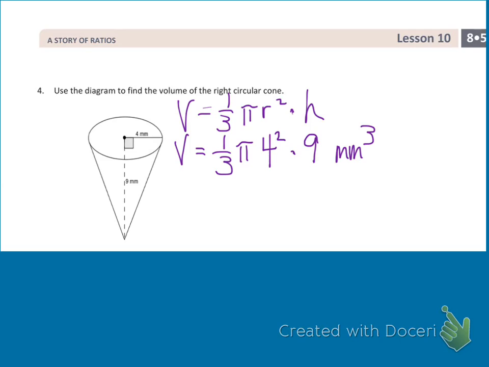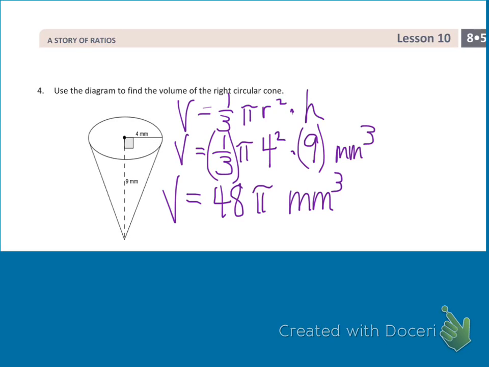Okay, so what I'm going to do is multiply the 1/3 times the 9. All of these numbers are being multiplied together, so just to simplify. You could use a calculator on this one, but this one's fairly straightforward, so I'd recommend stretching your number brain. So 1/3 times 9 is 3. 3 times 16, 4 squared is 16, is 48. So we have 48 pi millimeters cubed for the volume of that one. Okay, you could have done it differently, gotten the same answer.